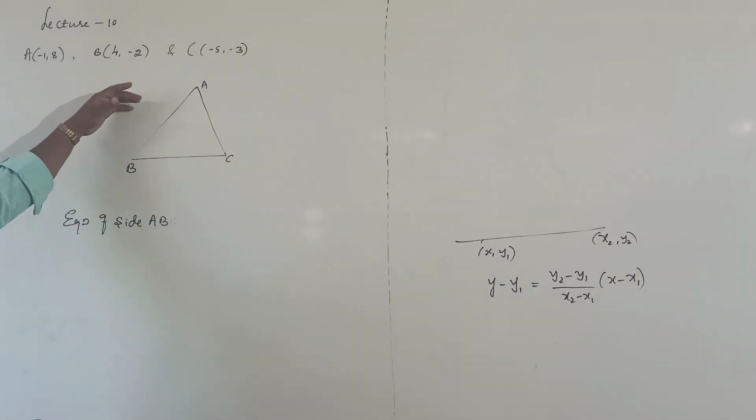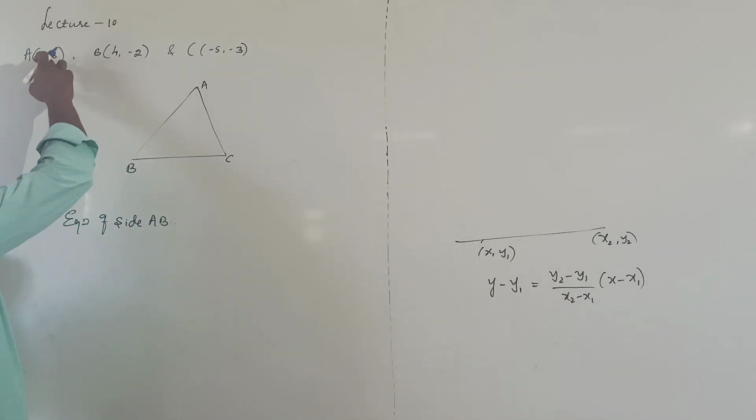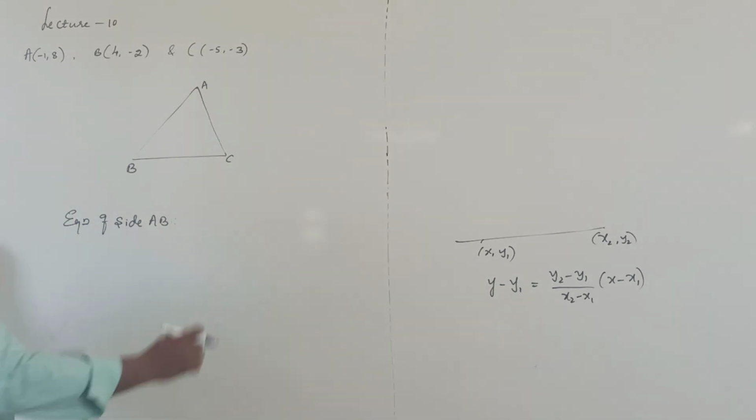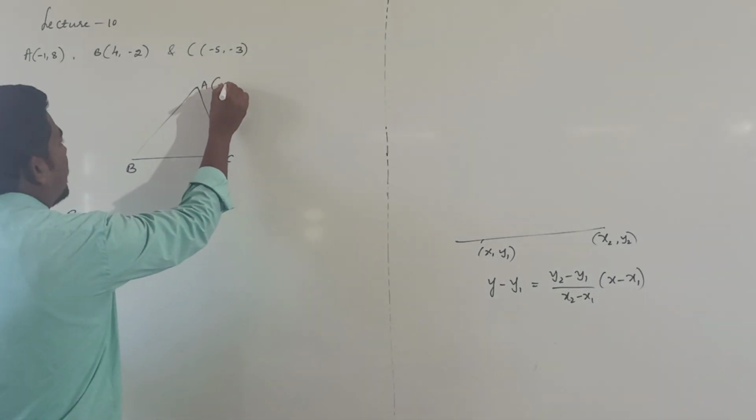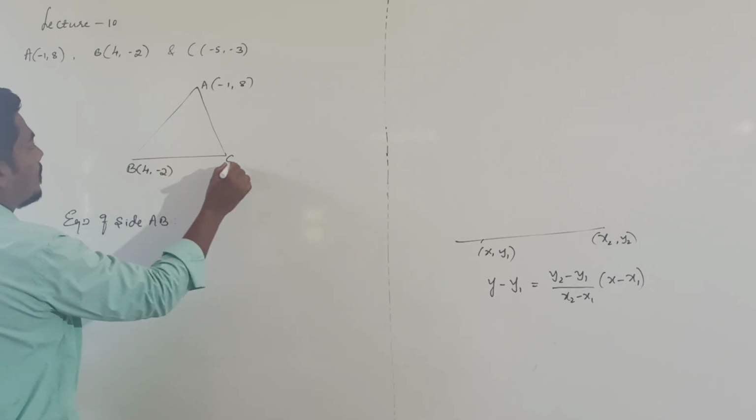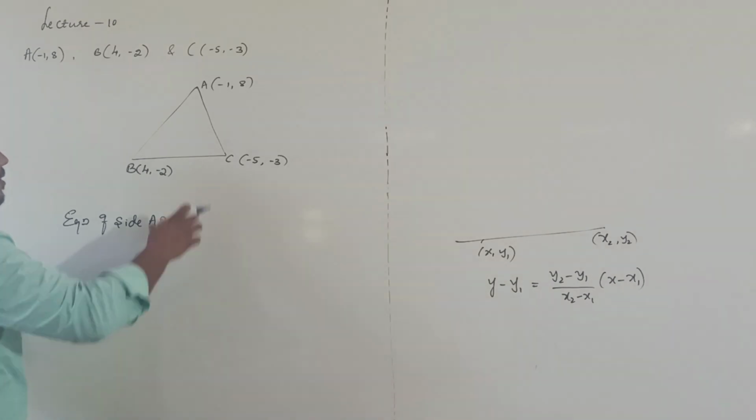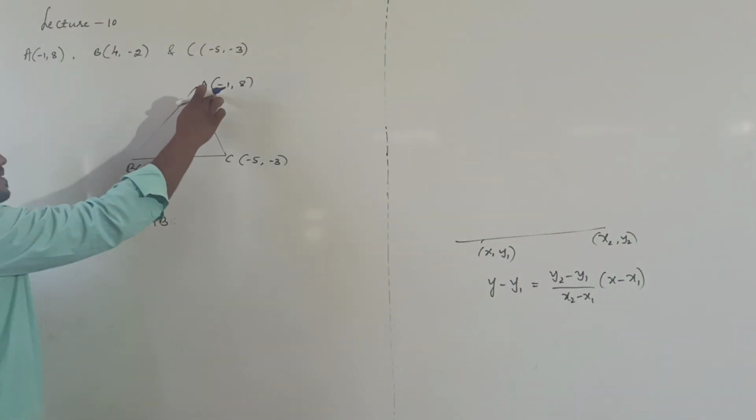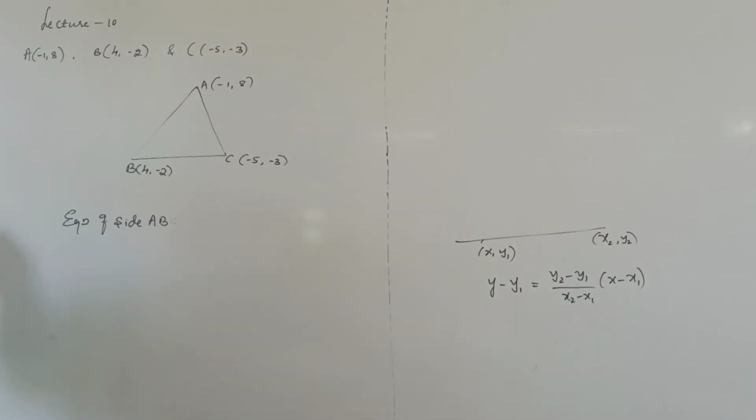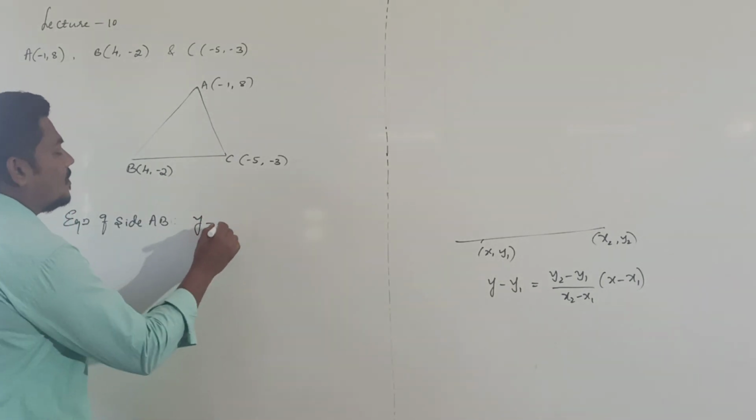The same formula applies here. For AB, this is (x1, y1) and this point is (x2, y2). A coordinates are (-1, 8), B coordinates they have given (4, -2) and C coordinates are also given (-5, -3). While finding the AB equation, treat this point as (x1, y1) and this point as (x2, y2). Y minus y1, which one is the y1 value? 8.